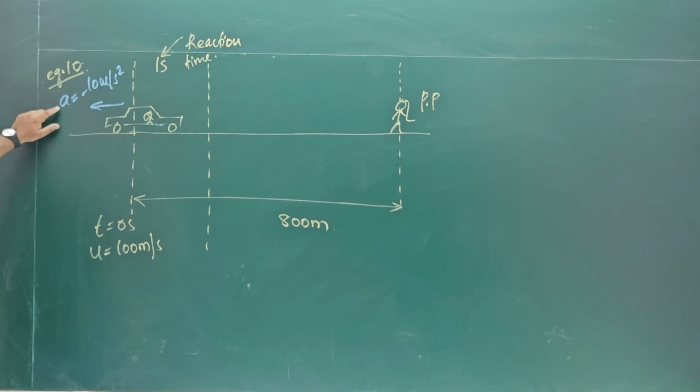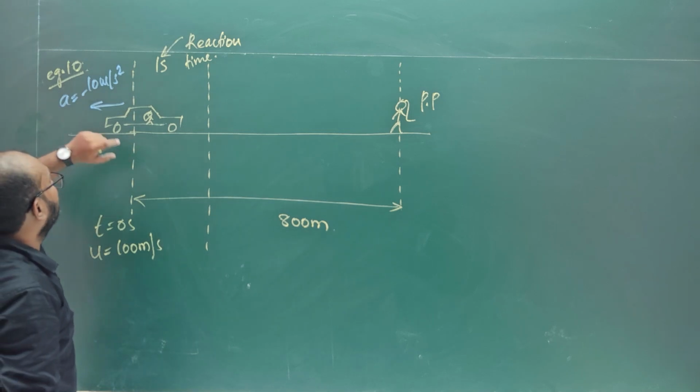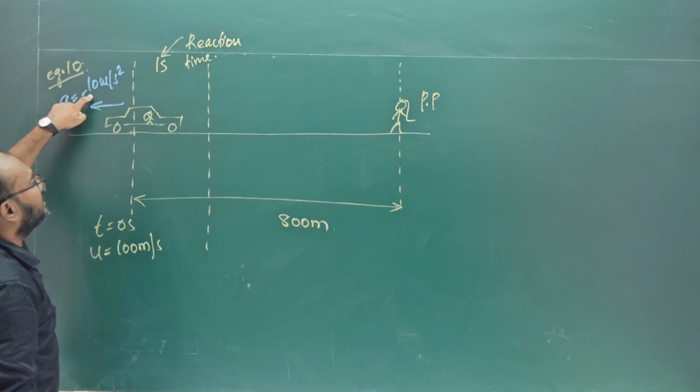Okay, this is the braking limit. They can use the words braking limit, maximum braking effort, or braking force. If mass is given, they will use the word braking force, which we'll discuss in laws of motion. Now, till now, acceleration is here, that is minus 10 meter per square second.